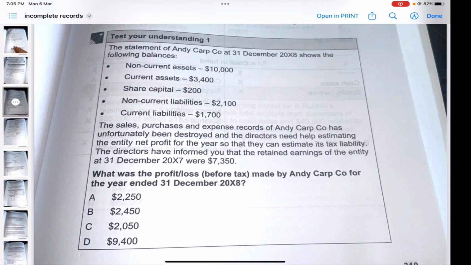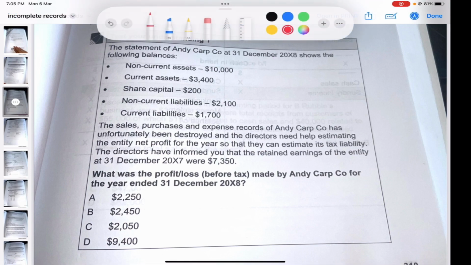Let's start with my test understanding 1. What does it say? The statement of financial position of Andy Carp Company at 31st December 2008 shows the following balances. Again, we are given the closing balances. Non-current assets, current assets. So when you add them, you get the total assets. Share capital. Okay, non-current liabilities and current liabilities. You add them, you get the total liabilities.